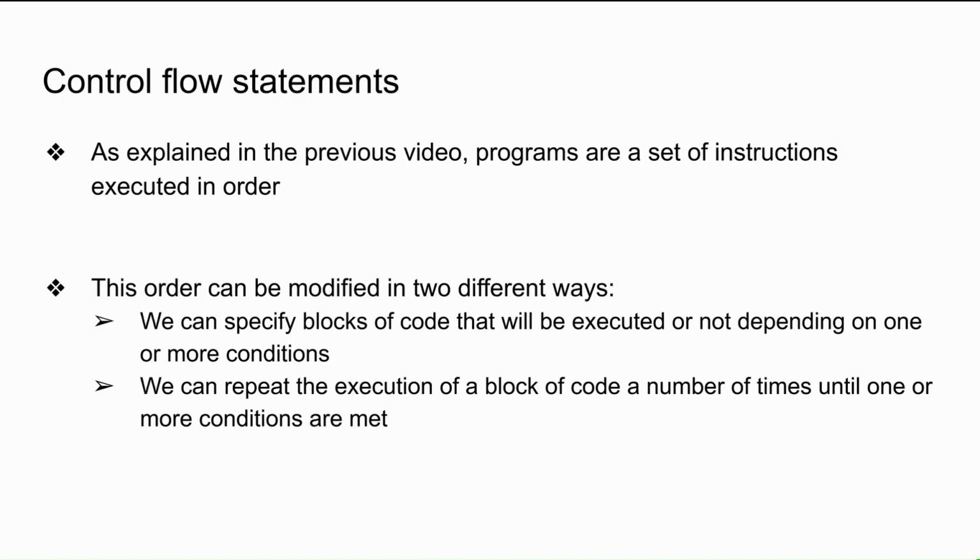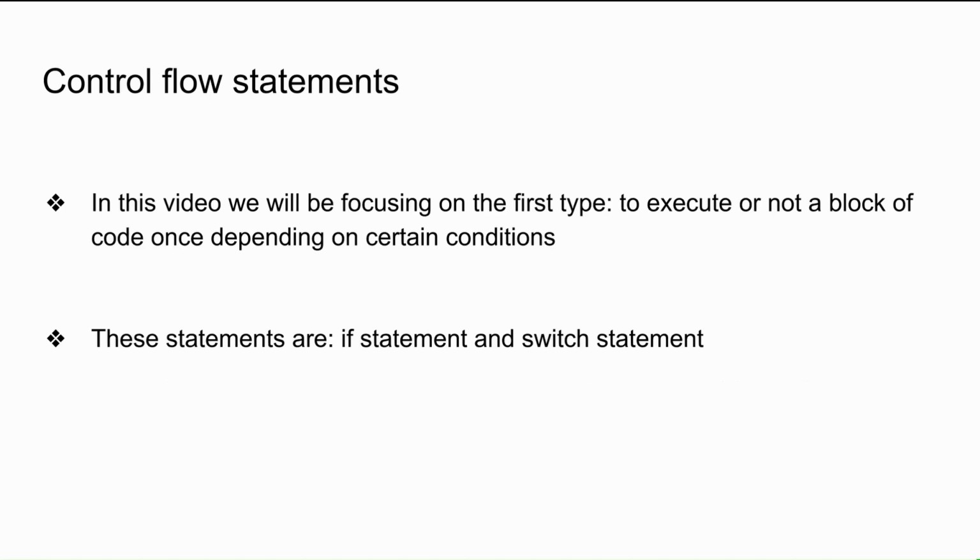As explained in the previous video, programs are a set of instructions that are executed in order, and this order can be modified in two different ways. We can specify blocks of code that will be executed or not depending on one or more conditions, and we can also repeat the execution of a block of code a number of times until one or more conditions are met. In this video, we will be focusing on the first type, to execute or not a block of code once depending on certain conditions. These statements are if and switch.